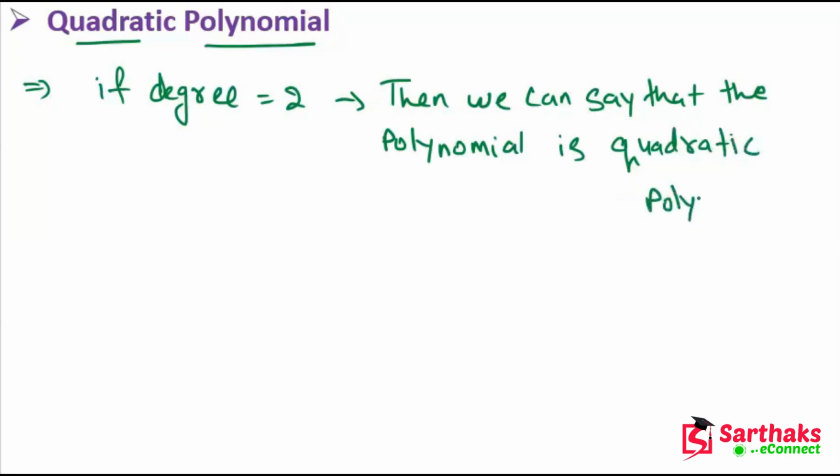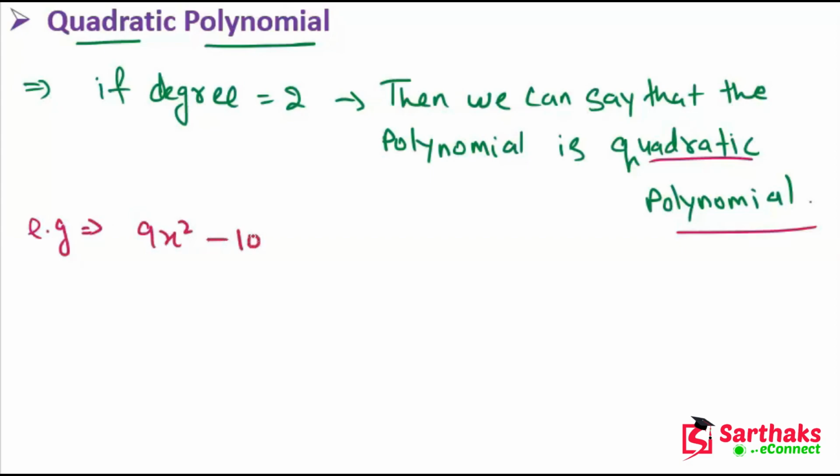Quadratic polynomial. So I hope, my dear friends, you understand these things. If you see the examples, like we have an equation like 9x square minus 10. This is a quadratic polynomial, because in this the degree is 2, because the maximum power of the variable is 2. So we can say that this is a quadratic polynomial.